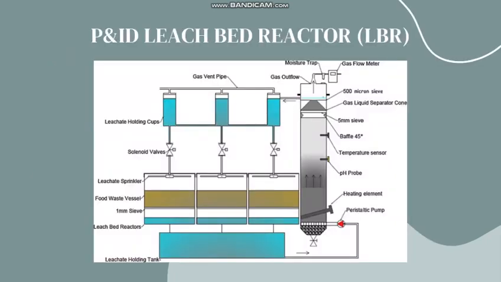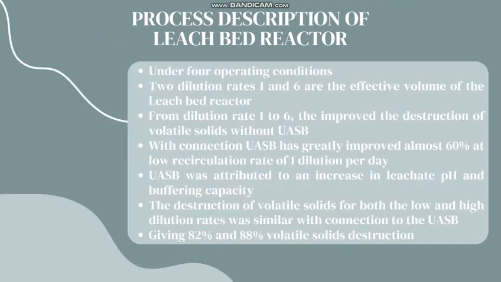So this is the P&ID for the Leach Bed Reactor. Okay, for the process description, the rate of degradation of food waste in the leach bed reactor was examined under 4 different operating conditions. The effect of leachate recirculation at low and high flow rates was examined with and without connection to an upflow anaerobic sludge blanket, or UASB.